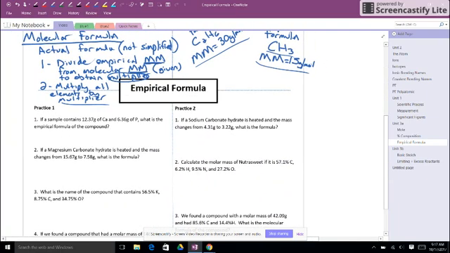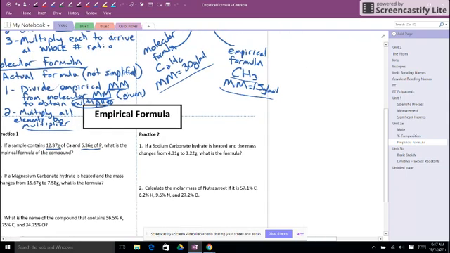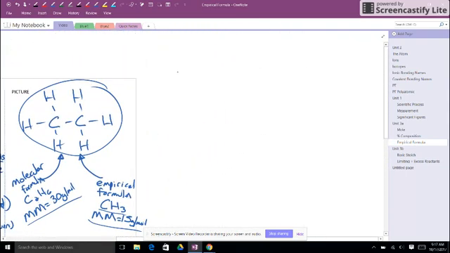So let's look at our examples now. Number 1 here, if a sample contains 12.37 grams of calcium and 6.36 grams of phosphorus. I'd probably encourage you to do these practice problems in your journals to give us a little bit more room. So I'm going to work up here. So this is practice 1, number 1. So I have 12.37 grams of calcium and I have 6.36 grams of phosphorus. So let's do step 1 and convert these both to moles.